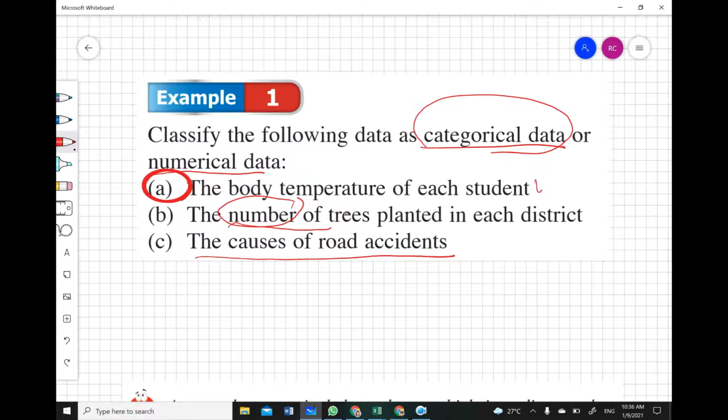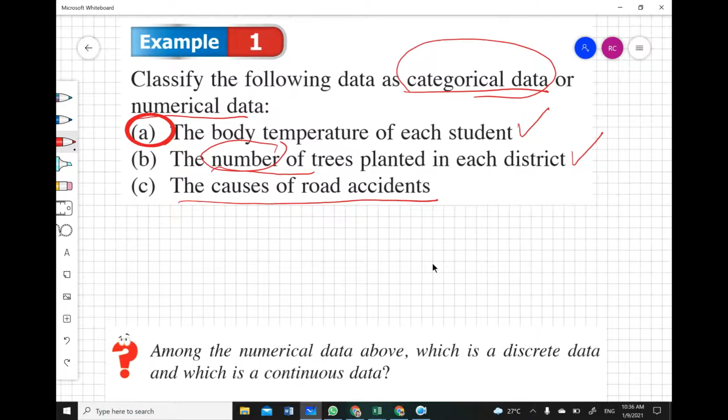This one is numerical data. Okay, for the first one, body temperature of each student. Is it discrete or continuous? Continuous. Yes, very good. This one is continuous data. What about the second one?